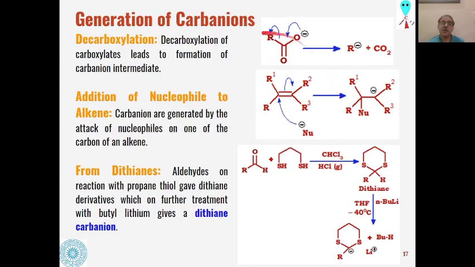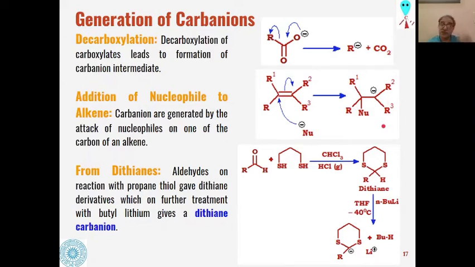Then through decarboxylation of carboxylates, carbanions can also be formed. This is a very general reaction. Any carboxylate, if it undergoes decarboxylation, we will get carbanions as the product in addition to carbon dioxide which is produced. Then there is addition of nucleophiles to alkenes. We know that nucleophile will add to alkene, and by shifting of the pi electrons to this place, we will get these types of intermediates, which are carbanion intermediates.